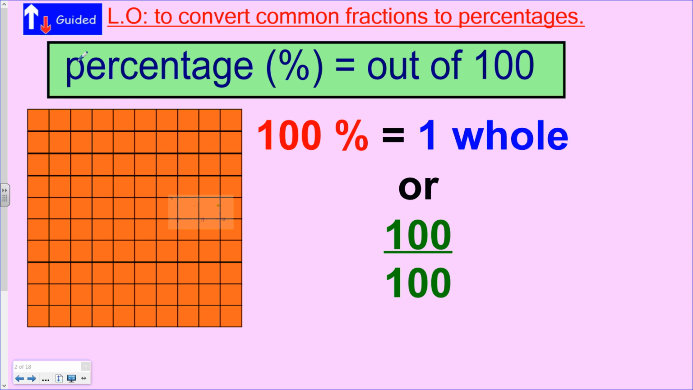So our first slide here is just a little reminder for you. Percentage means out of 100. So here is my 100 square. One whole means 100% or 100 out of 100. It could also mean 10 out of 10, or 1 out of 1. It is one whole. All those things that we've already learned, one whole is 100%.